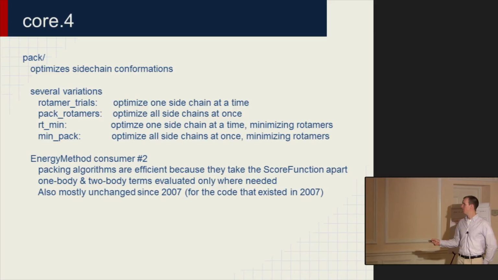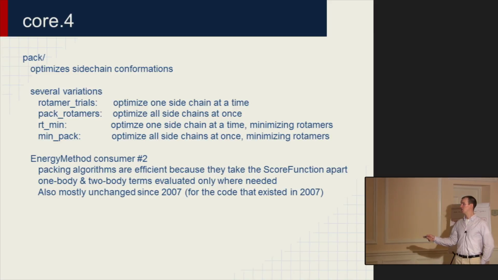In Lab 2, you called pack rotamers. There are a couple of variations on it that are all fairly similar. There's rotamer trials, which is optimize one side chain at a time. Pack rotamers optimizes all side chains at once. Then there are the continuous variants of it.